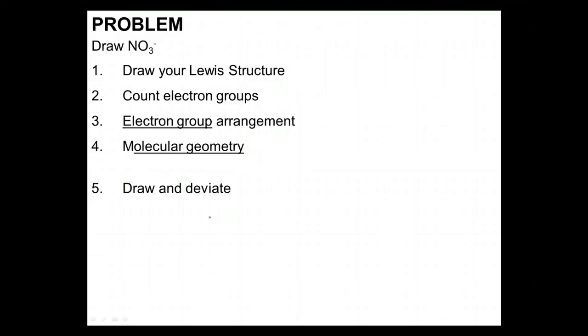Let's go through this example problem. We're going to work from absolutely nothing all the way up to having a three-dimensional structure of the nitrate ion. For that, we're going to follow these rules. We draw our Lewis structure first, then count our groups, set up our geometries, and then draw and have any deviations that are necessary.